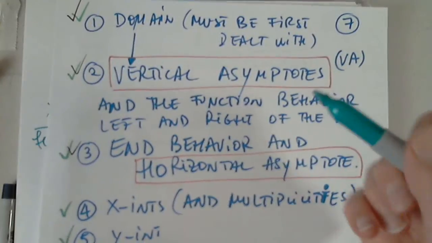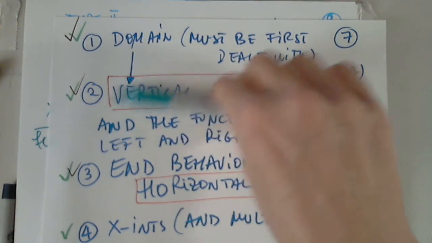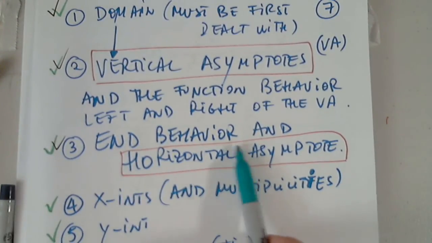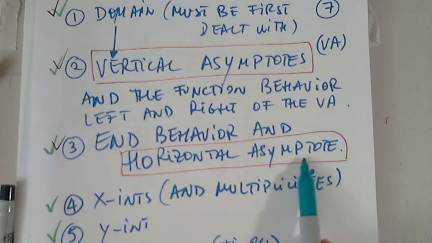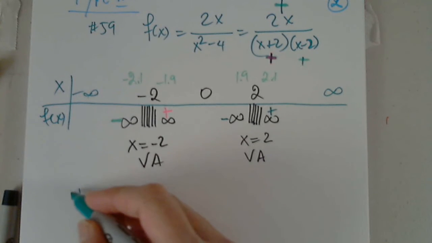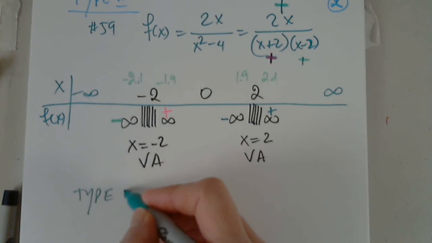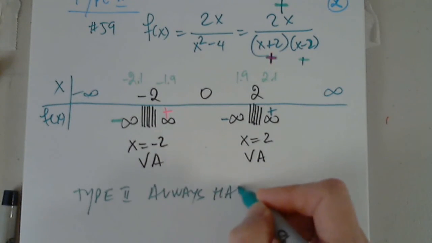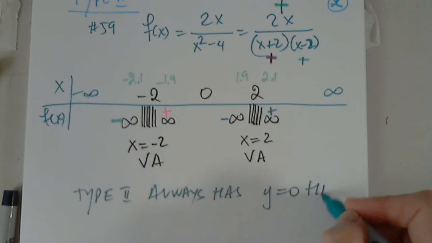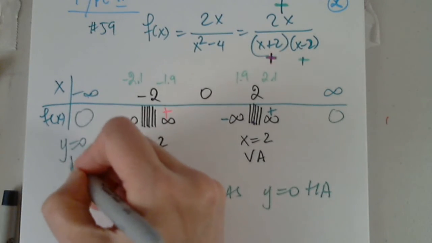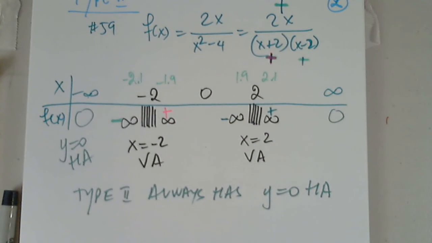Okay, going through the list, I have the vertical asymptotes and behavior. I have the domain. These two are done. Now I'm going to talk about the end behavior and the horizontal asymptote. The easiest possible, type 2 always has y equals 0 as the horizontal asymptote. Always.